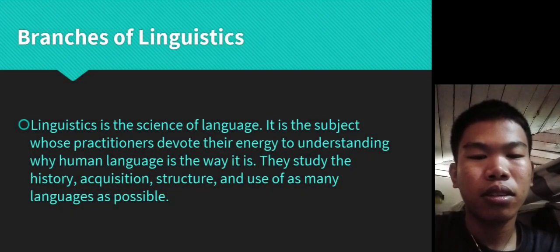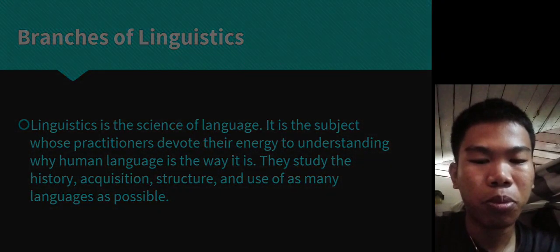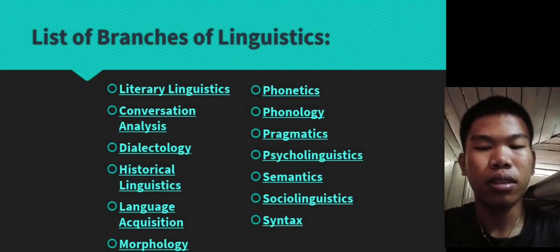Branches of linguistics. Linguistics is the science of language. It is the subject whose practitioners devote their energy to understanding why human language is the way it is. They study the history, acquisition, structure, and use of as many languages as possible. There are 13 branches of linguistics.